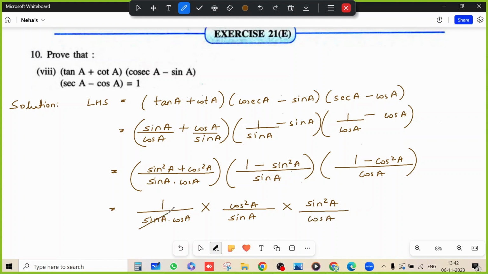Now here sin A and sin A will cancel sin square A in the numerator. Cos A and cos A will cancel cos square A in the numerator, and we are left with 1, and this is equal to the right hand side, and hence we have proved that the left hand side and the right hand side are equal.